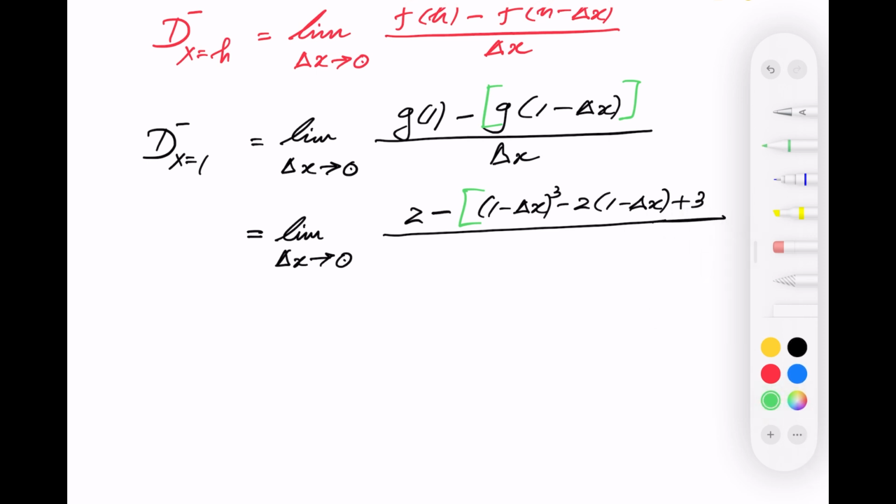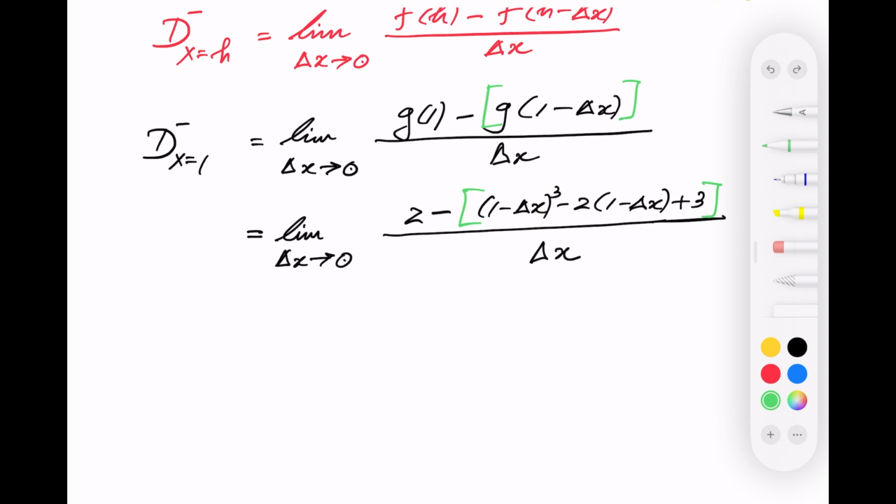I will close the brackets. In the bottom, I have a delta x term. Simplifying this may be somewhat difficult for some people who do not have a strong college algebra background. That is because of this term, 1 minus delta x raised to the third power. But it's not very difficult if you can remember an identity from college algebra.